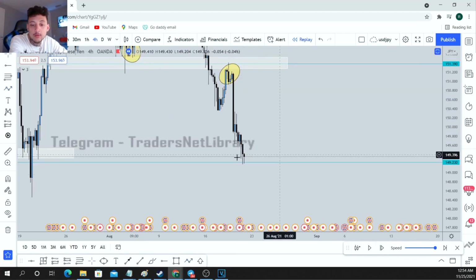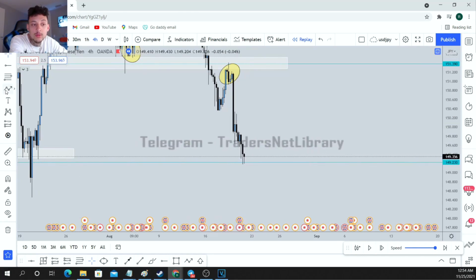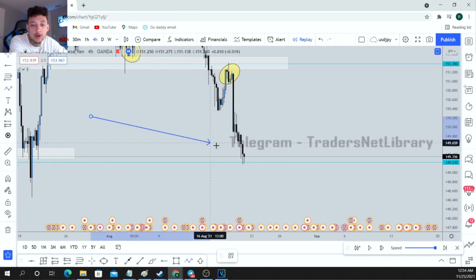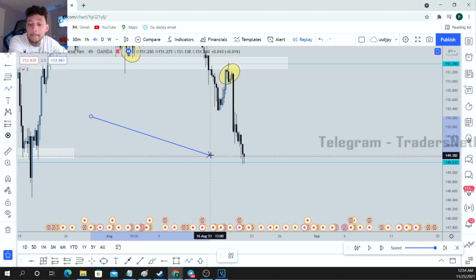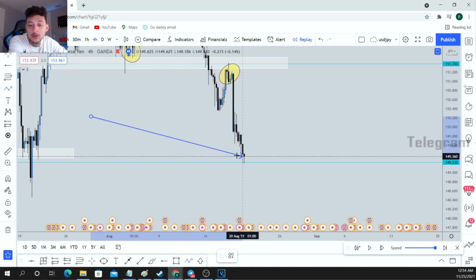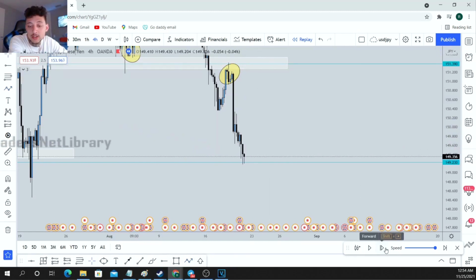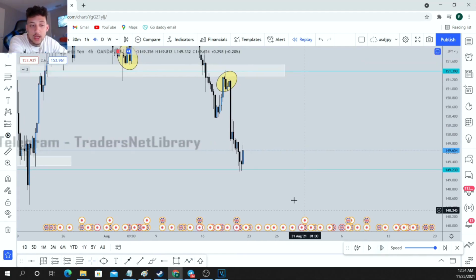And as you can see, momentum is slowing down, so this could have been another entry for an aggressive position. But you have to keep in mind, if you didn't take the entry here, you could have taken it there. This is for your more aggressive traders. And then here you go.